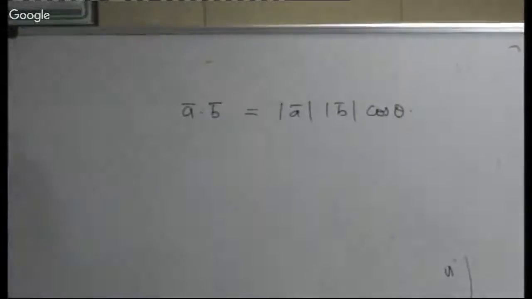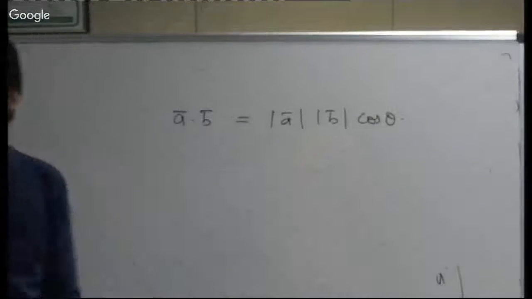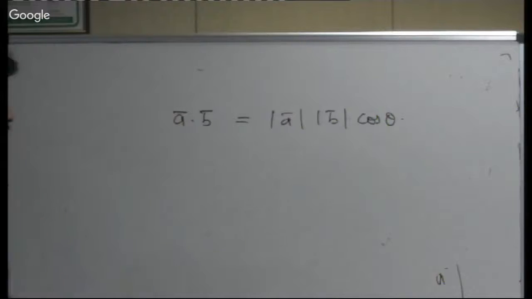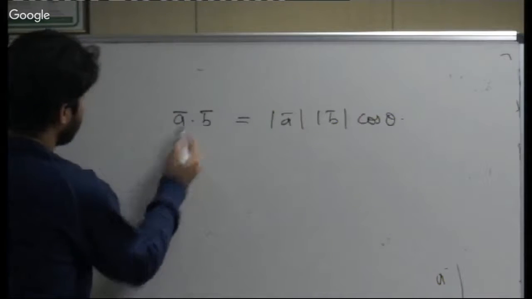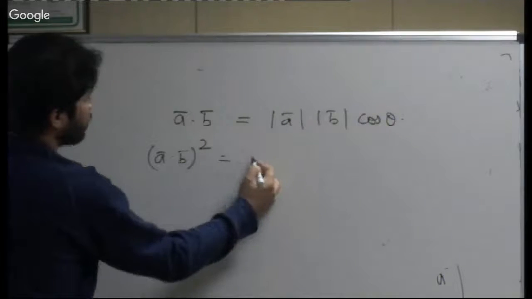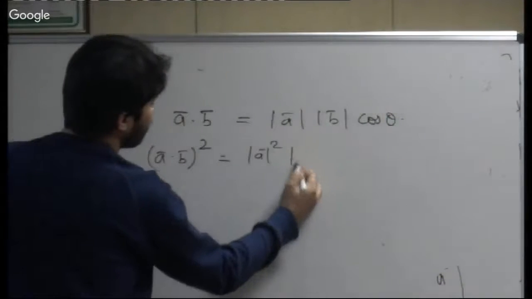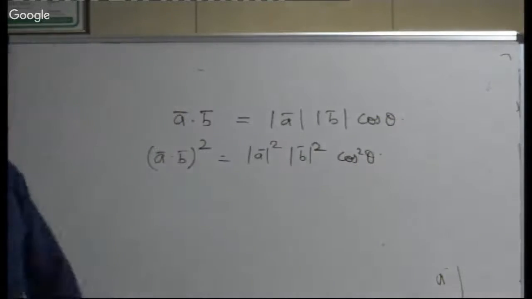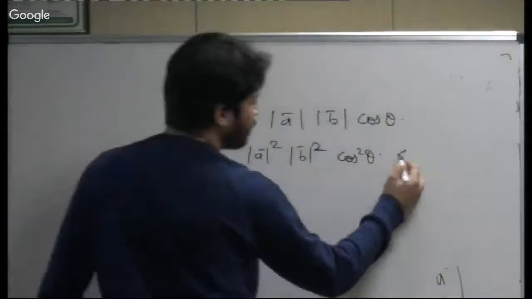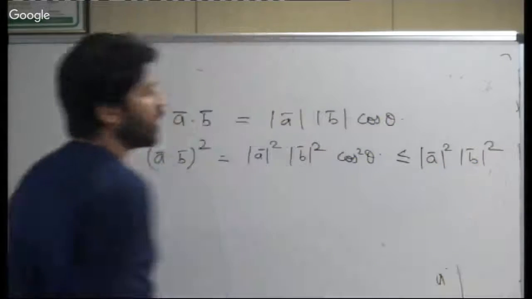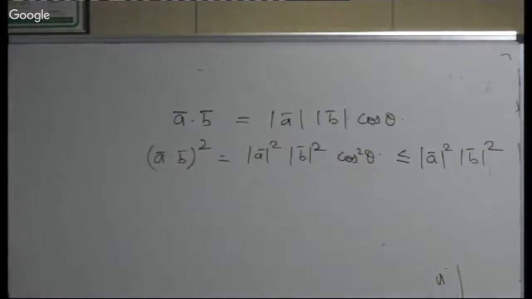Understood? What is the maximum value of cos theta? 1. It can never be greater than 1. If I square it up, this will be mod A square mod B square cos square theta. Clear? It will always be less than or equal to. Understood or not understood? Okay.